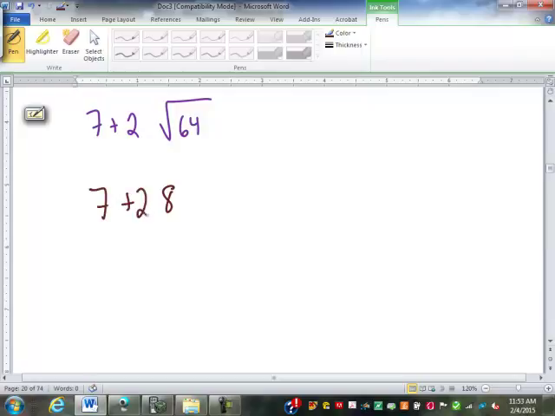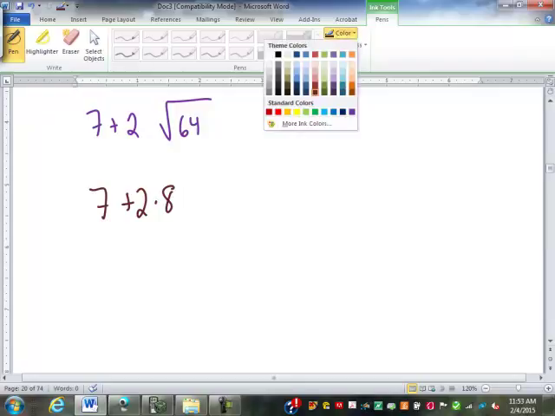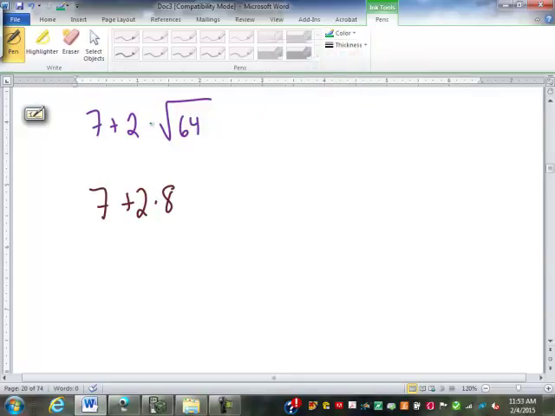Technically, if this were an algebra course, we would say it's 8 or negative 8. But we're just going to go with the positive. And now we have the 2 times, just had to put in the multiplication, just like parentheses. 2 times 8 is 16. 7 plus 16 is 23.